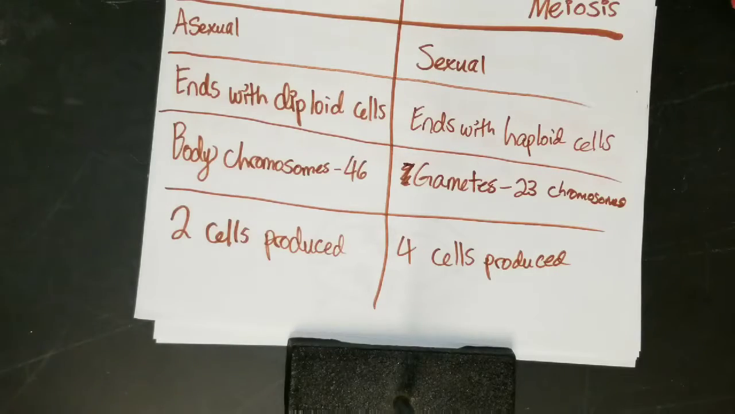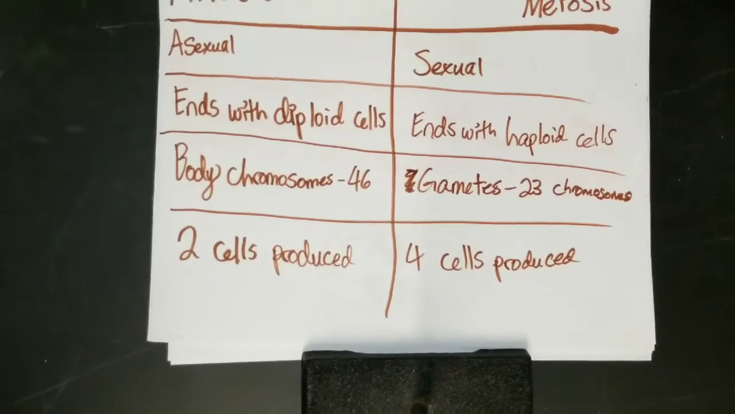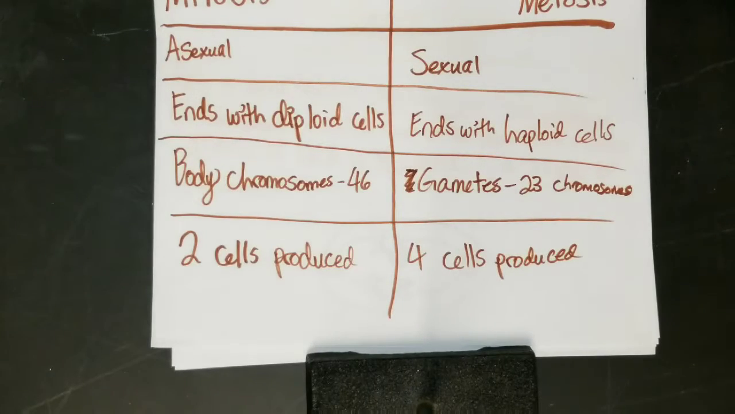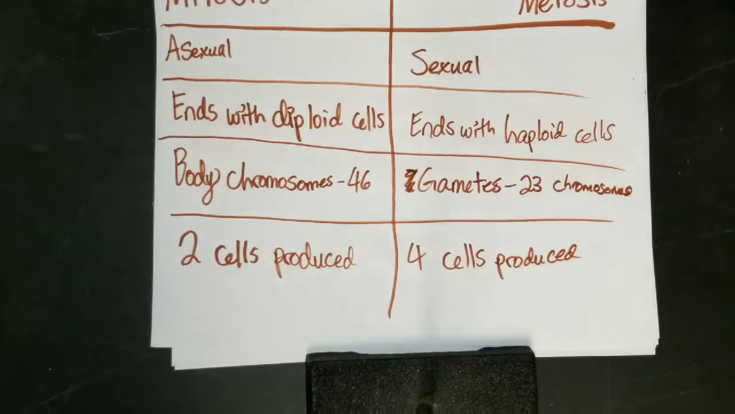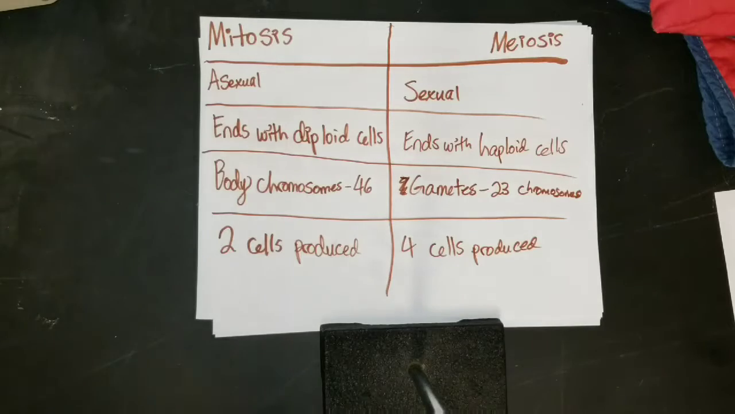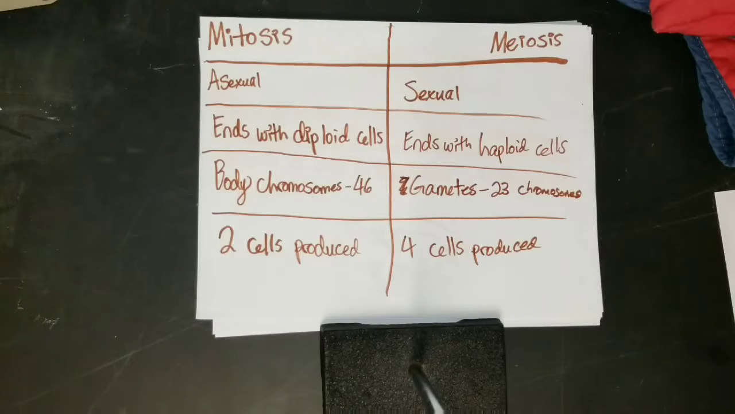There are two processes of reproduction in the body, which are mitosis and meiosis. While these are similar, there are some main differences. Mitosis is asexual, and it ends with diploid cells. Diploid means that it ends with all of the DNA of the parent. This creates exact copies of cells and is useful for, say, replicating body cells, which contain 46 chromosomes. At the end, there are two cells.